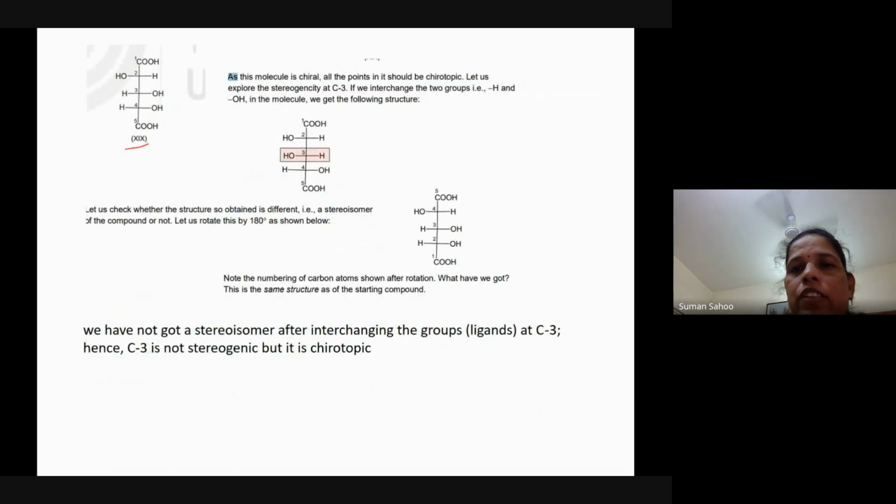Okay, here this molecule is chiral, so all the points in it should be chirotopic. So just check the stereogenicity at C3. We know a stereogenic center exists when we exchange the ligands attached to it. So at C3, here OH was on the left side, and we have put it on the right hand side.